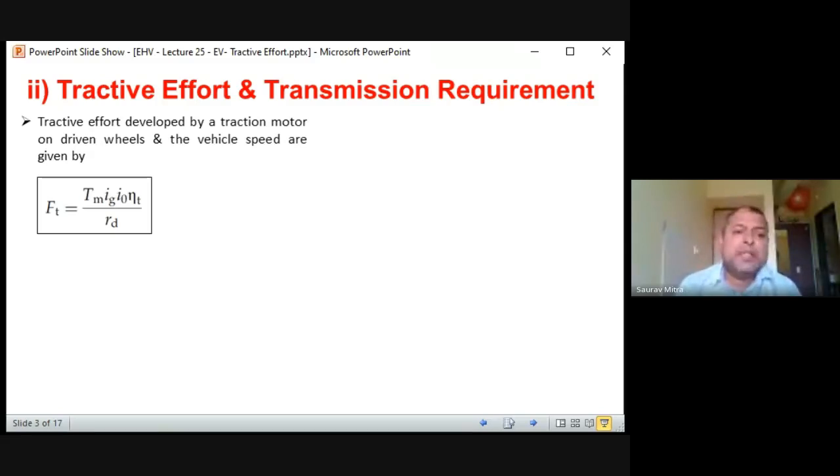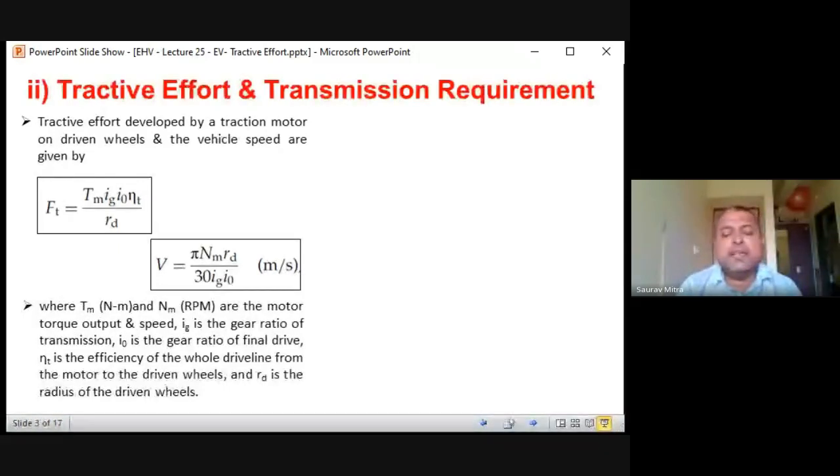Tm is nothing but the torque produced by the motor. Ig and I0 are the gear arrangement, the gear ratios, and they are constants. Eta t is the efficiency. In this case Tm is the motor torque. Whatever motor we are using in the electric vehicle to drive the vehicle, that motor is producing the motor torque, and we are finding the tractive force. This force is given in newton, and Tm is given in newton meter.